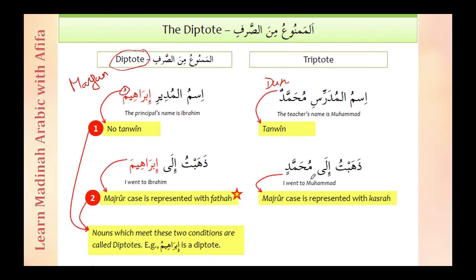Another difference is, so if you say here ila Muhammadin, it's majroor with a tanween, right? But here this is different. So you're not going to say ila Ibrahimin. You're going to say ila Ibrahima. Okay, so majroor case is represented with a fatha.